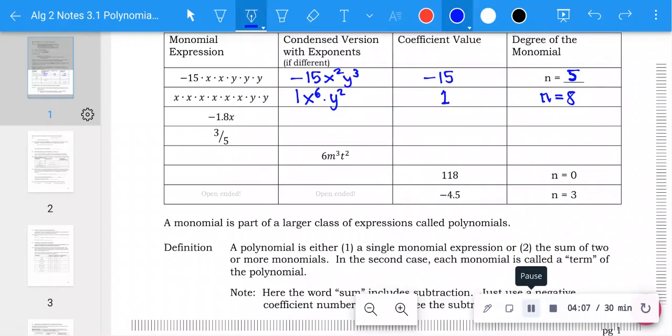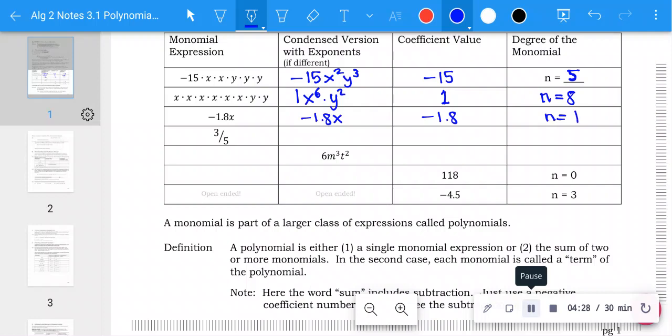Okay, the next one here has only one variable, just x. So there really is no condensed version. I'm just going to copy the original here. The coefficient here is a decimal number, negative 1.8. And the degree, there's only one variable, so the degree is 1.